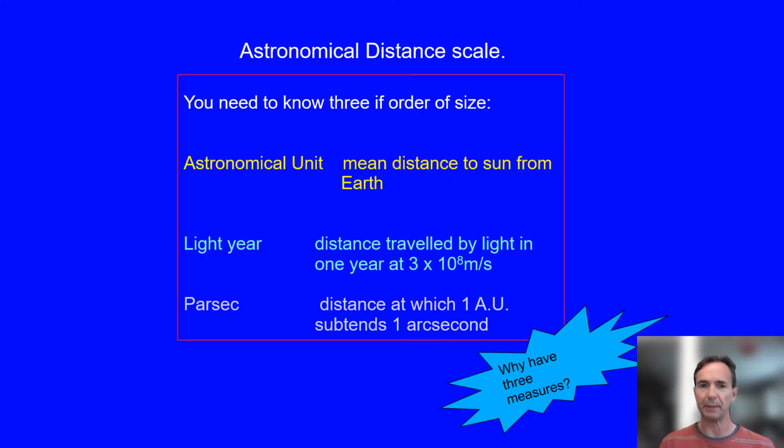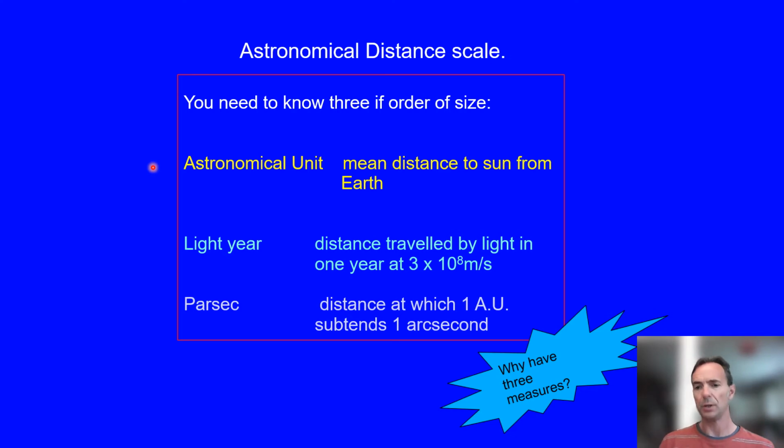There's 3 orders of magnitude here. Astronomical unit is the mean distance from the Sun to the Earth. Light year is the distance travelled by light in 1 year, and that's the speed of light, 3 times 10 to the power of 8 meters per second. And then a parsec, which is the distance at which 1 AU subtends 1 arc second. And you can see why I've included astronomical unit, because you can't understand parsec without understanding what an astronomical unit is, which is the mean distance to the Sun from the Earth.